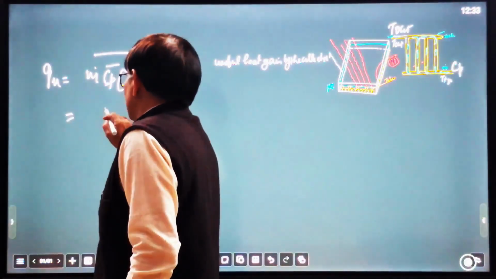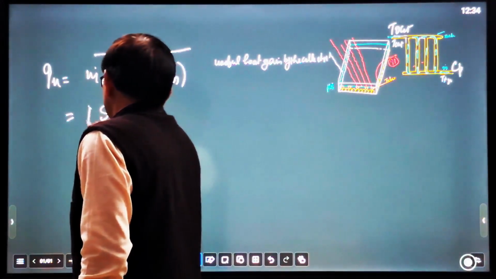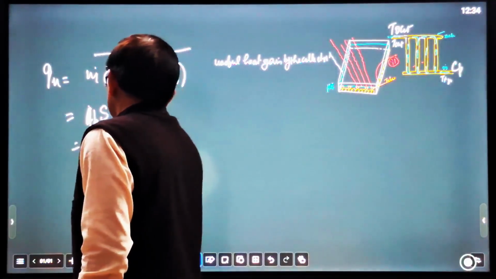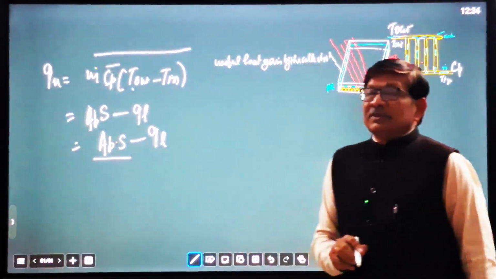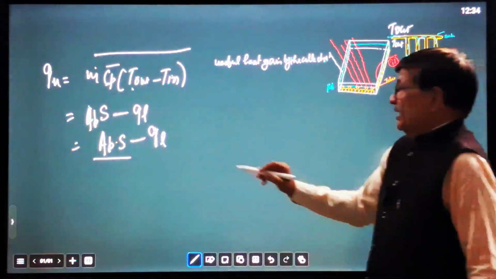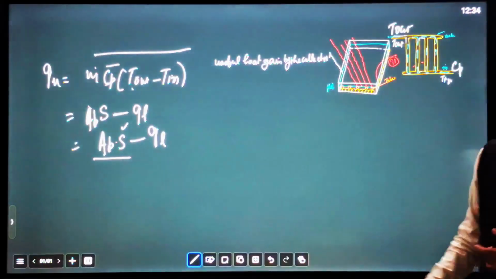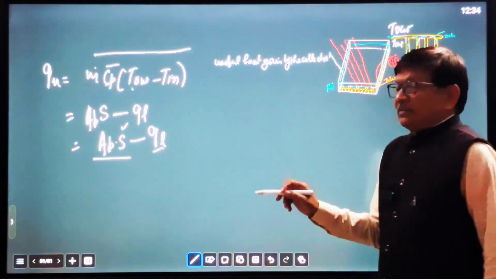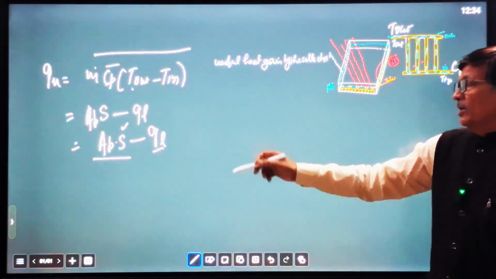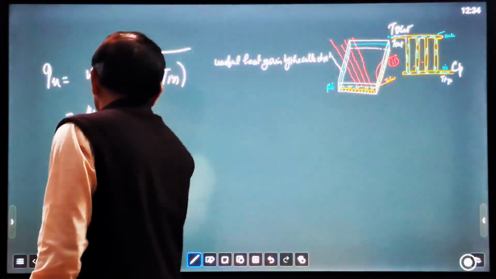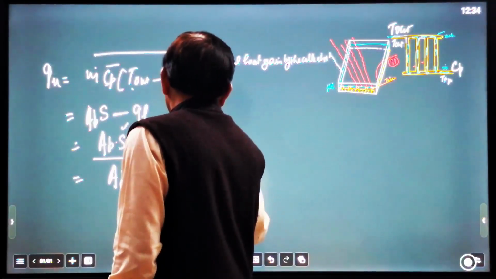This is also equal to AP into S minus Q loss, AP into S minus QL. AP means the area of the absorber plate, and S is the intensity of the solar radiation absorbed by the absorber, which we have already calculated. And here is the loss. This loss is comprised of the conduction loss, convection loss, and radiation loss. So simply we can write QL. And this equation we can also write like this: AP into S minus UL, the overall loss coefficient, into TP minus TA.